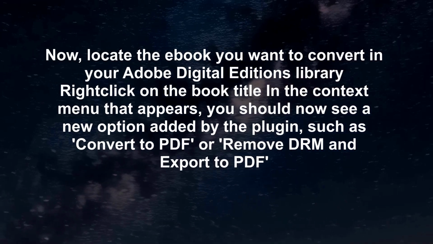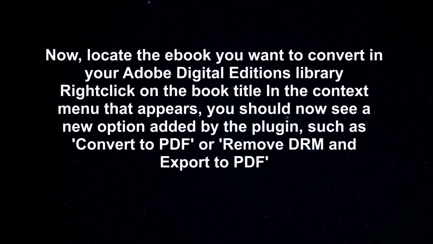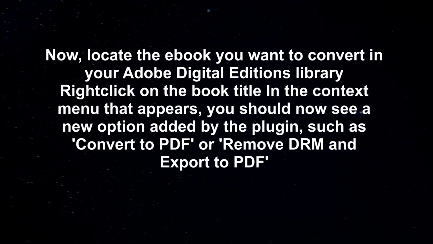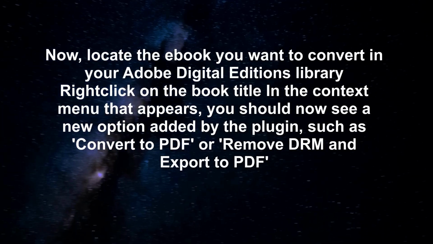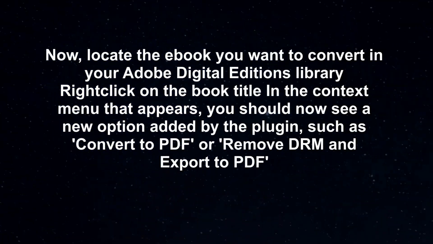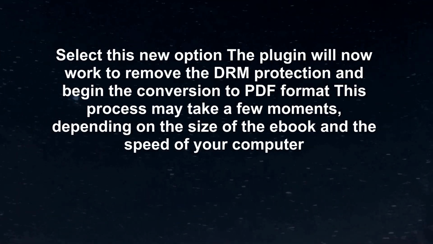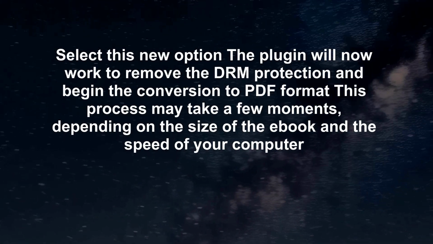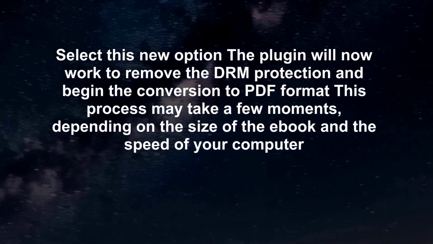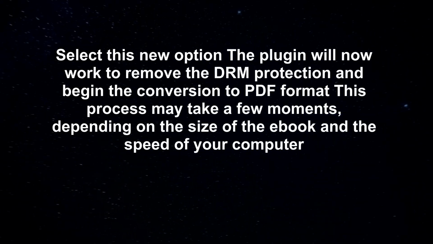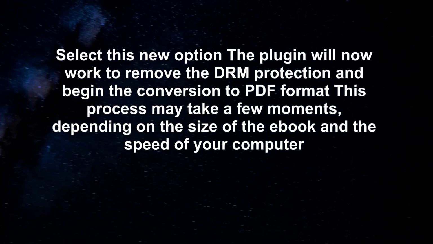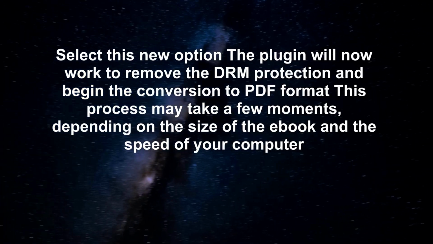Right-click on the book title in the context menu that appears. You should now see a new option added by the plugin, such as Convert to PDF or Remove DRM and Export to PDF. Select this new option. The plugin will now work to remove the DRM protection and begin the conversion to PDF format. This process may take a few moments, depending on the size of the ebook and the speed of your computer.